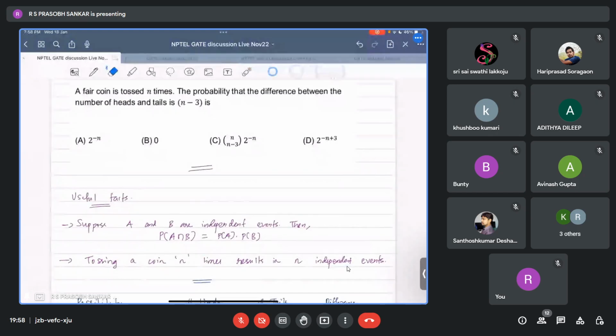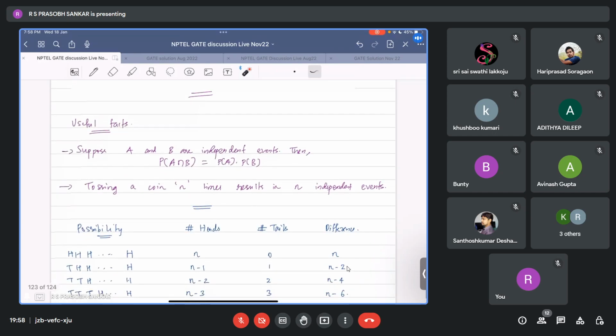I'll explain why. In general, if we are dealing with tossing a coin multiple number of times, that's an example of independent events. And for independent events, the probability of A and B is the product of the probabilities. This is the fact needed in general. But to solve this question, it's very easy. When we toss a coin multiple number of times, what could happen? One option is that we get head, head, head everywhere. That means we will have n heads and 0 tails. So the difference is n.